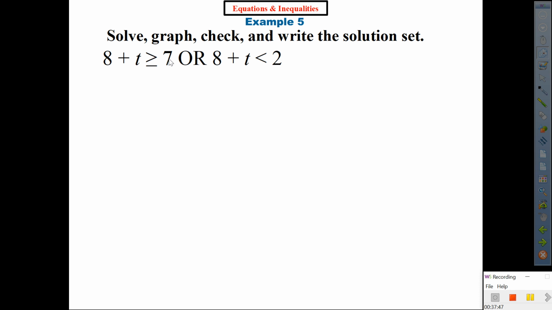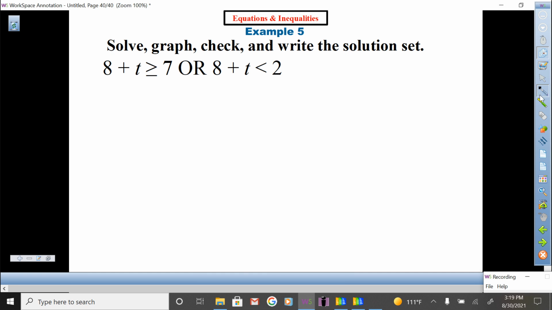8 plus t greater than or equal to 7, or 8 plus t less than 2. You're like, Mr. Q, this looks weird. I know, right? Because of the word in between the two inequalities. All right? So let's do this one together.